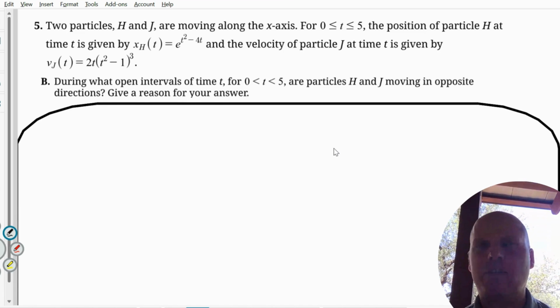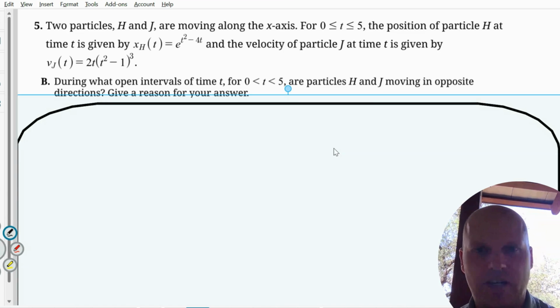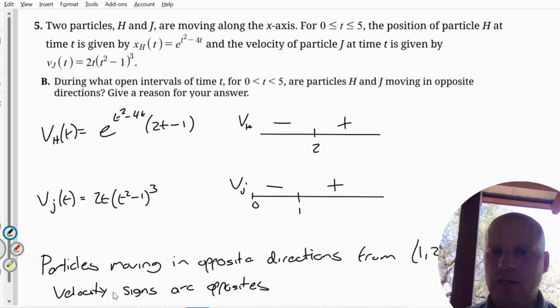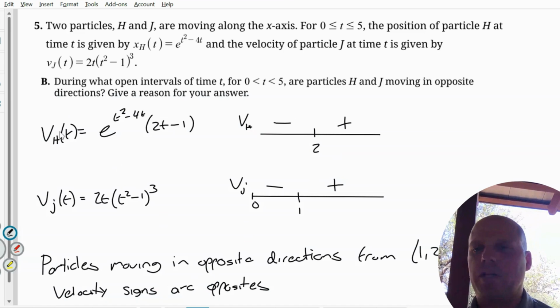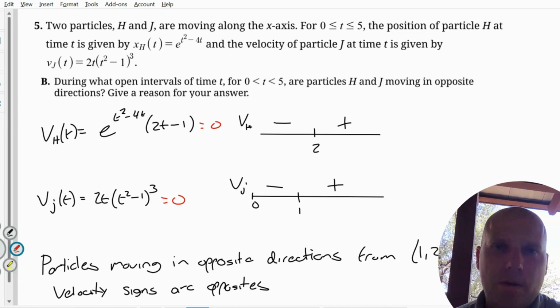When are H and J moving in opposite directions? We need to look at the velocities. We're going to see when the velocities are opposite of each other. If you just wrote that you're looking at the velocity signs, you probably would have gotten a point. But what you had to do, which probably tripped up a lot of students, is take both velocity equations, set them equal to 0, and do a sign analysis. Now, maybe you didn't practice this. My students didn't practice this. They practice straight line motion questions. But e to any power is always going to be positive, which means this is a half.